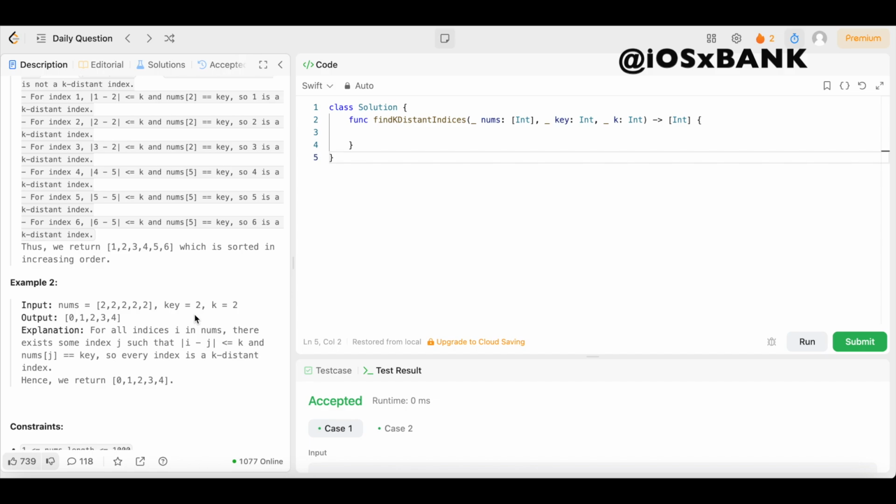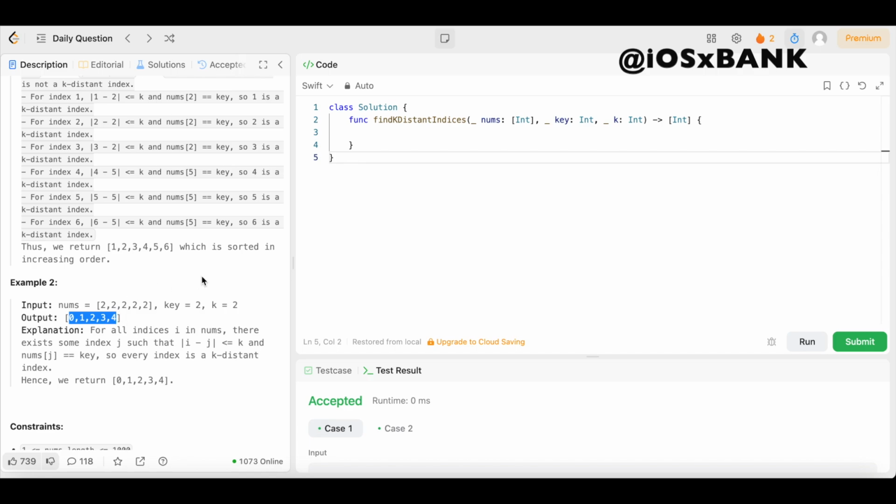I'm not going to go too deep into it, but just briefly, as you can see, if we do 0 minus 1, the absolute value of that will be 1, which is less than or equal to k. And then this 2 is going to be equal to the key, so it fits that requirement. Then we do the same thing, 1 minus 2. That's going to give us 1 again as the absolute value, which is less than or equal to k, and this 2 would be j, equal to the key. Same thing if we did 3 minus 4, and so on. So in the end, we could return all of the indexes.